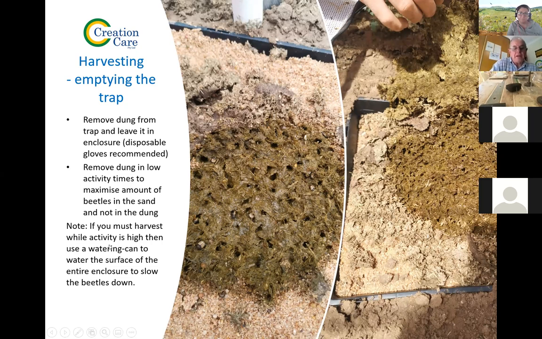If you must harvest when activity is high, then use a watering can or something over the surface of the entire enclosure, because any beetles that come up while the nursery is open can fly away. But if you just wet the nursery, that wets them, and they won't fly away.